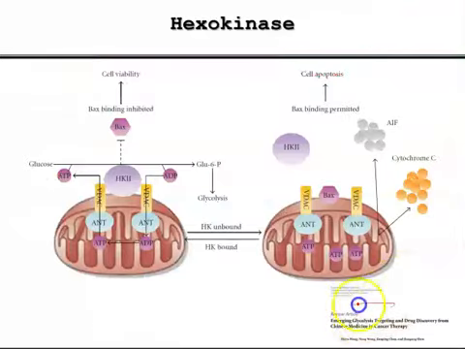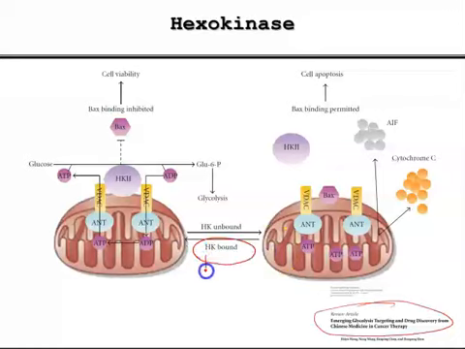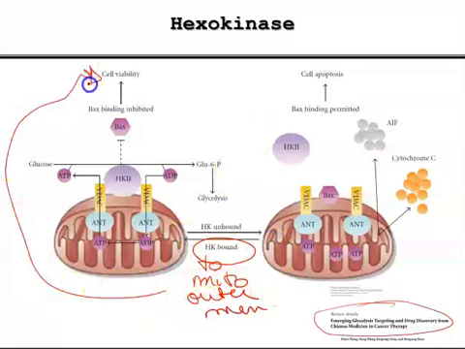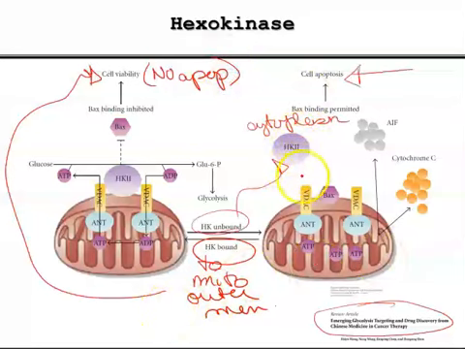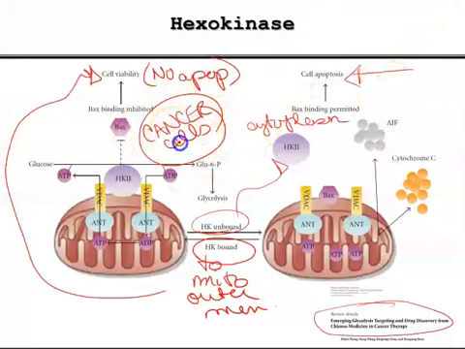Here's an image from one of the papers that's on Canvas if you would like to read it. You can see here that when we have hexokinase bound to the mito outer membrane, we're going to have viable cells, meaning no apoptosis. Apoptosis is inhibited. And so when we have hexokinase in the cytoplasm, that means that apoptosis can occur. This is a situation in cancer cells. And so this is a benefit to the cancer cells.